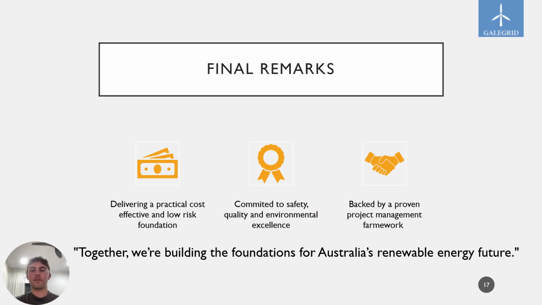In conclusion, GaleGrid's proposal delivers a practical, cost-effective and low-risk solution for the Capital Wind Farm's foundation works. Our approach prioritises quality, safety and environmental compliance, while maintaining flexibility to meet project timelines and site conditions. Through proven project management systems and a highly experienced delivery team, we're confident in our ability to meet the client's objectives and exceed expectations. We look forward to partnering with you to bring this project to life and contribute to Australia's renewable energy future. Thank you.